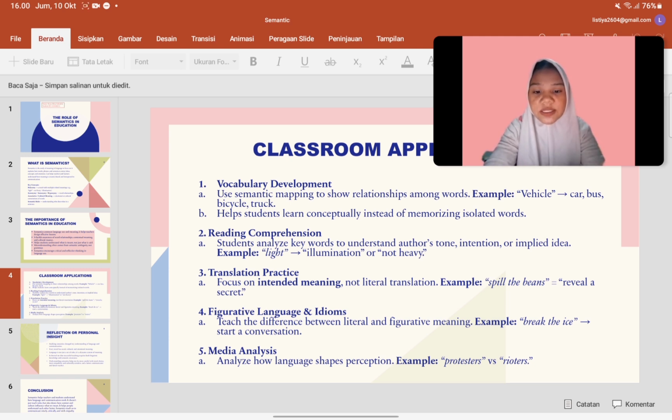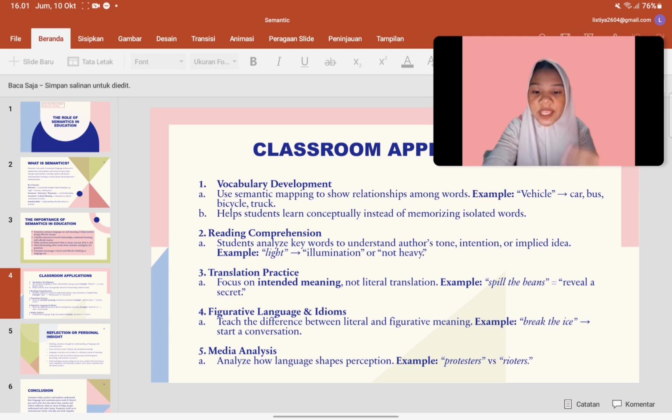Here are some examples, and one is vocabulary development. Teachers can use semantic mapping to show how words are related. For instance, the word vehicles connects to car, bus, bicycle, and truck. This helps students learn words conceptually rather than just memorizing them.